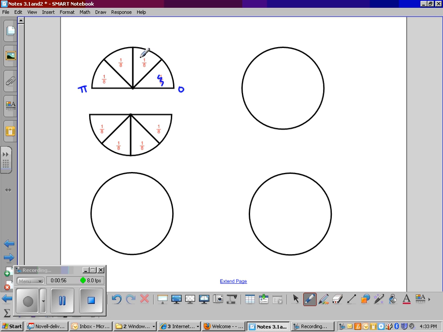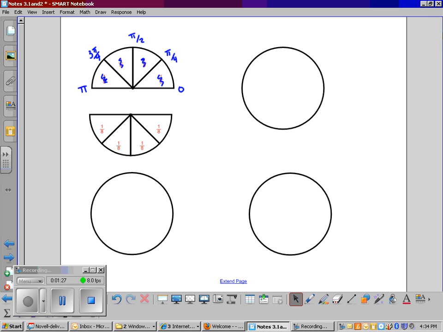So ignore these little fractions right here. Just mark them out if you need to. Don't pay any attention to them. So what I have is my pi divided into 4 sections. This first section then is a pi over 4 section. If I add another pi over 4 section, that makes 2 pi over 4, but that reduces to pi over 2. And then if I add another pi over 4 section, I'm at 3 pi over 4.